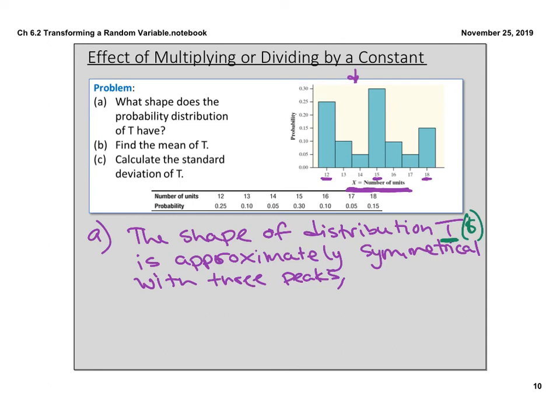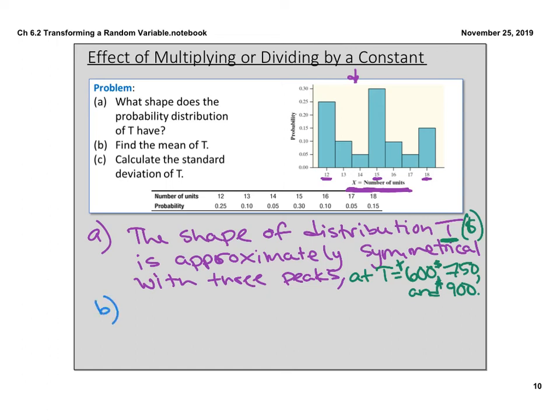So with 3 peaks, at T equaling $600, and label your answers. That's going to be important. Context is always important. $750 and $900. That's what we're looking at there. All right, let's take a look at B.